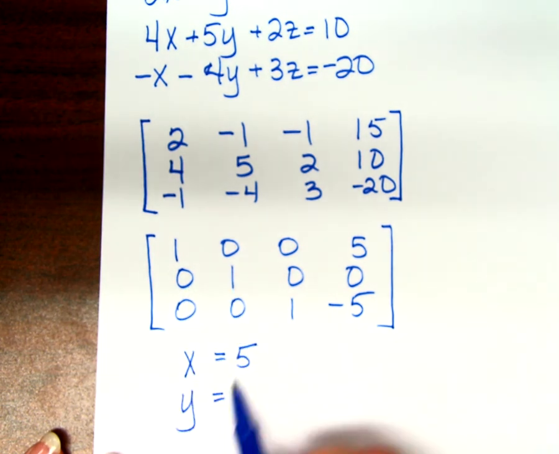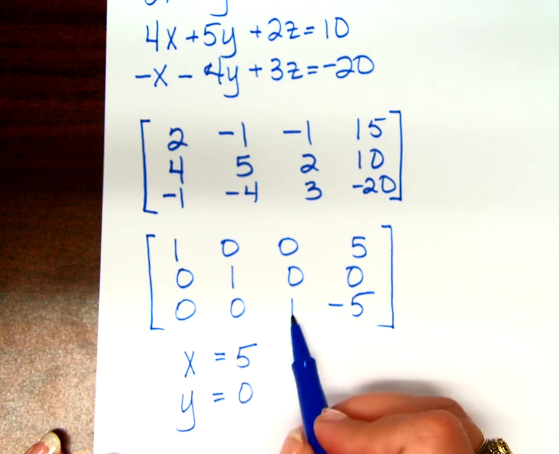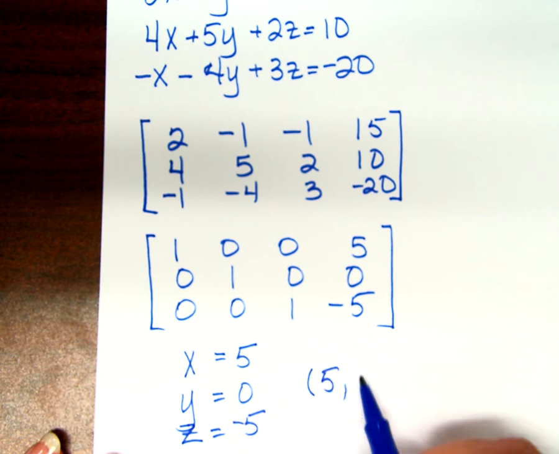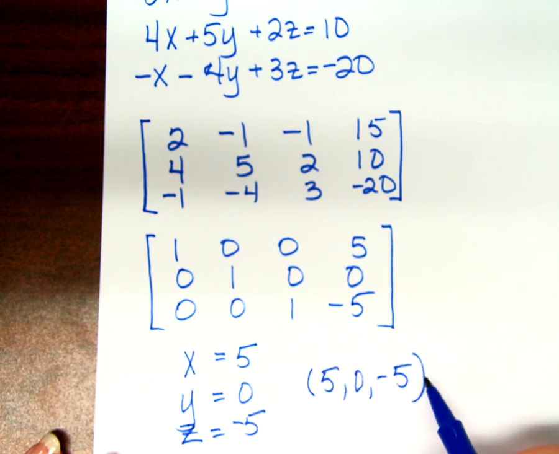Y equals 0. Z equals negative 5. So the solution is 5, 0, negative 5. Does that make sense? Now, this only works under certain conditions.